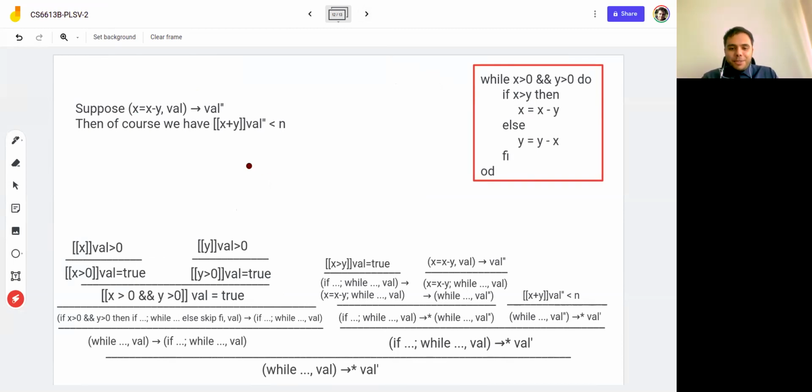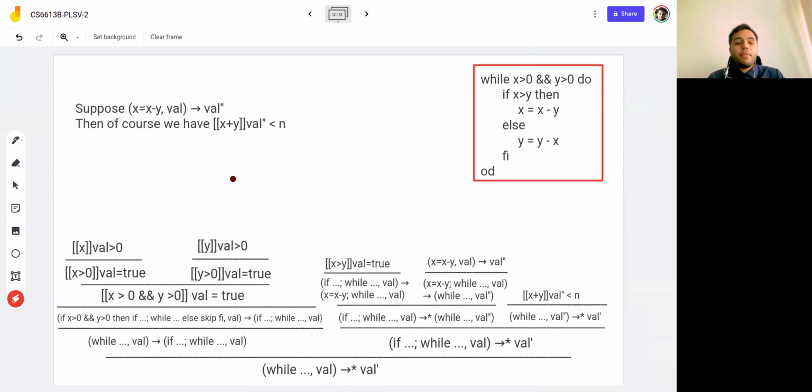So let's go through this proof actually. And this is now no longer a linear proof, it's a tree-like proof, as you can see. So what do we want to prove? We want to prove that this whole program, this whole while loop terminates. So basically what we want to prove is this, that from the original while loop with a given valuation val, we can reach some other valuation val prime.